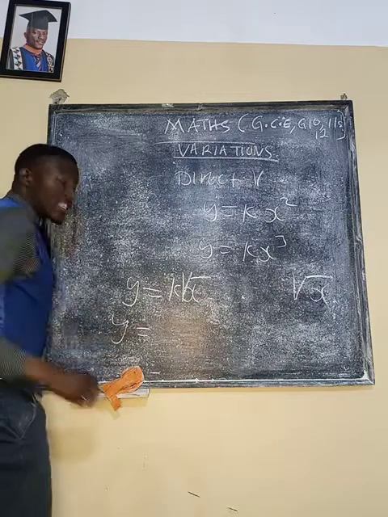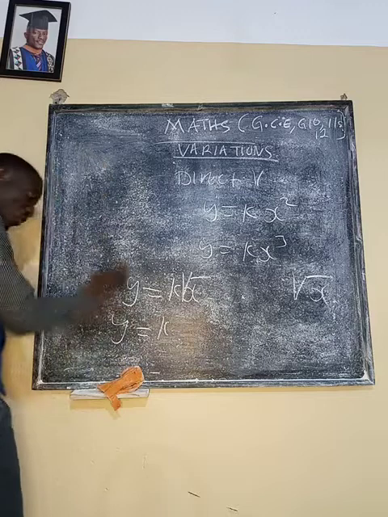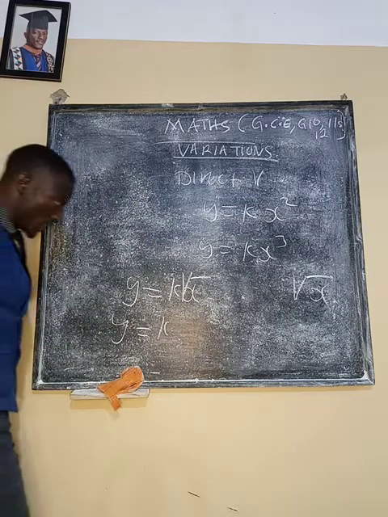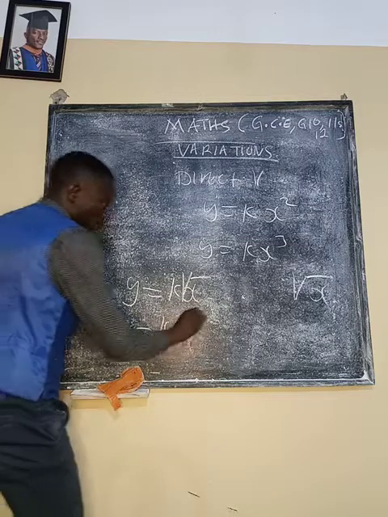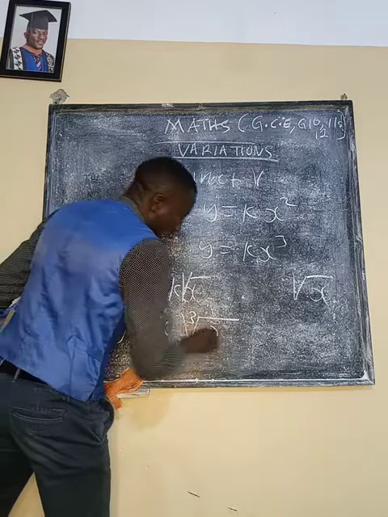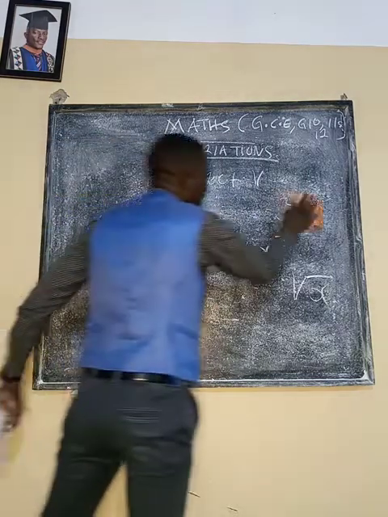If they say y varies as the cube root of x, then they are talking about k. I said k will always be there. It is a constant of variation, trying to show the connection between the two. So cube root is this symbol. You put the 3 here, which is a cube, and the x inside. So take note of those things under direct variations.